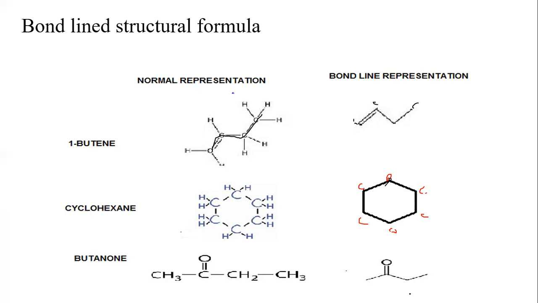And butanol also, students, we represent in a line formula. This is one type of structural formula. This is a normal representation, and this is a bond line representation. These are the different ways of representing our organic compounds.